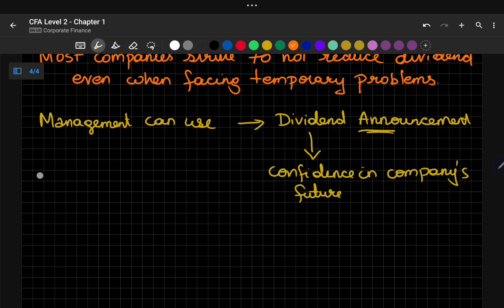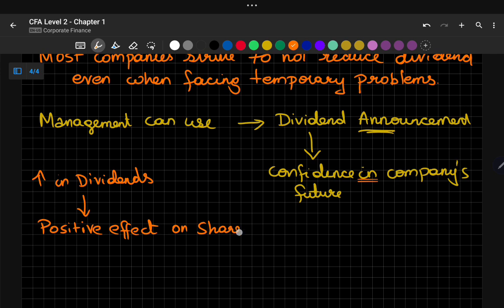So an increase in dividends usually has a positive effect on share price, because it tells the investors that management has confidence in the company's future. Positive effect on share price. Okay.